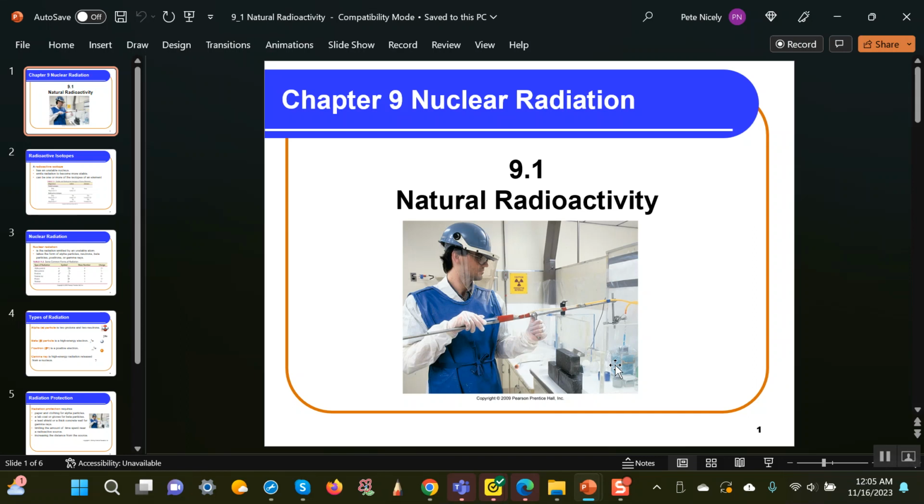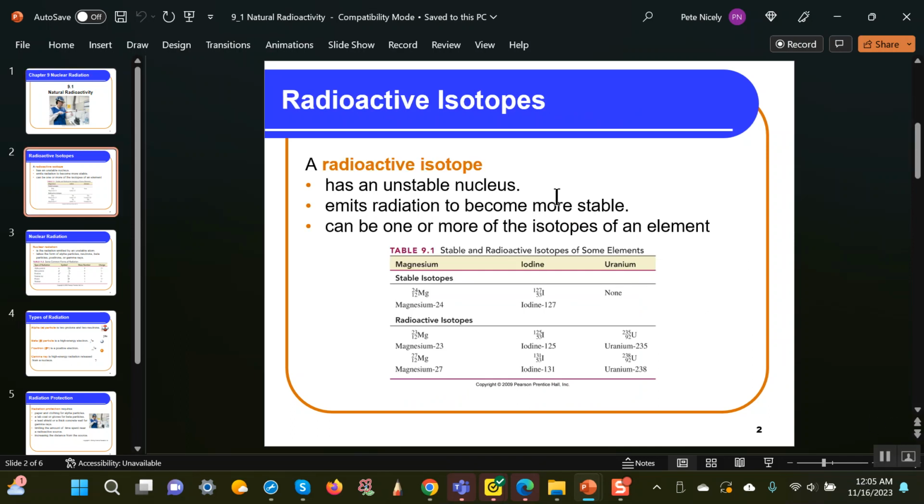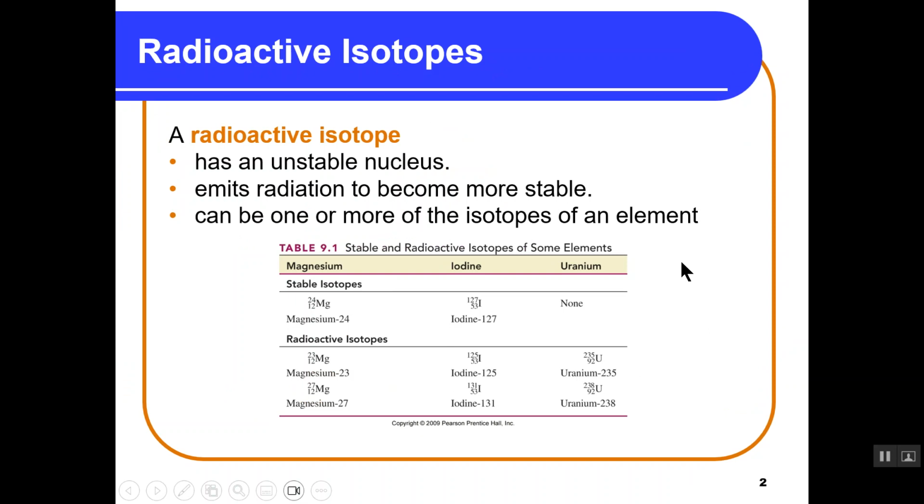So now we're going to look into something very interesting as far as chemistry is concerned. And this has to do with what is called radioactivity. All right. Natural radioactivity is the focus of this particular chapter. So the first thing we're going to talk about is what we call radioactive isotopes. Now, isotopes, if you remember, are different atoms of the same element, but they have different mass numbers.